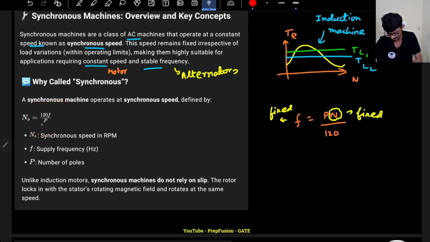As I explained, same reason they have given, that speed will be constant. So unlike induction, synchronous machines do not rely on slip. The rotor locks in with the stator rotating magnetic field and rotates.